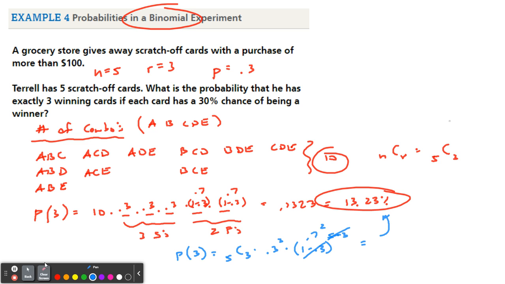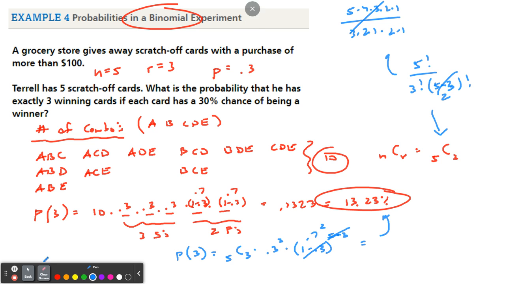Remember your 5 choose 3 formula. 5 choose 3 is going to be 5 factorial over 3 factorial times 5 minus 3 factorial, so that's 2 factorial. If I expand this, 5 factorial is 5 times 4 times 3 times 2 times 1. 3 factorial is 3 times 2 times 1. And 2 factorial is 2 times 1. So the 3, the 2, and the 1 cancel. So this is 20 divided by 2, which is 10, which matches that right there.